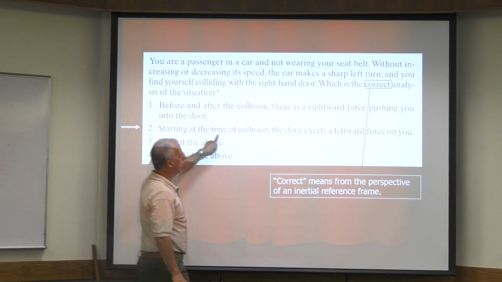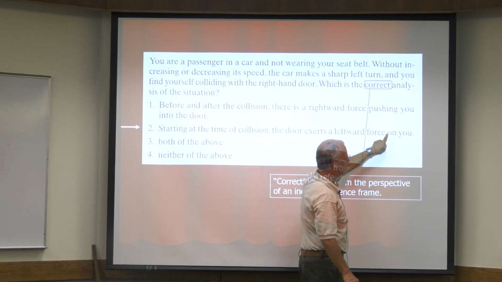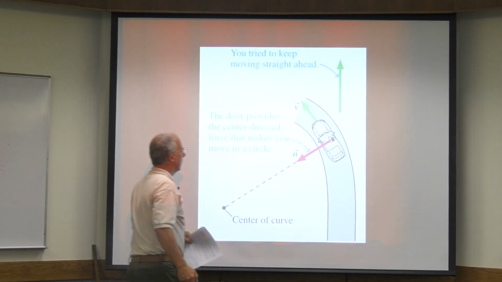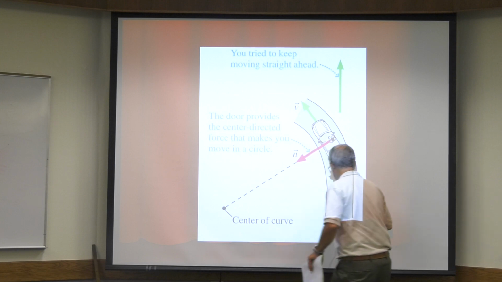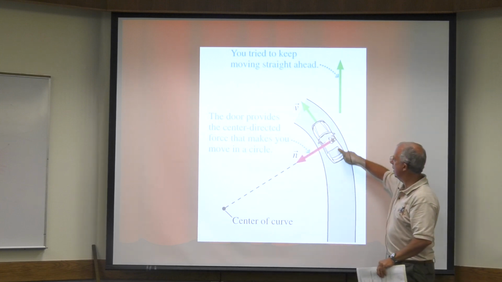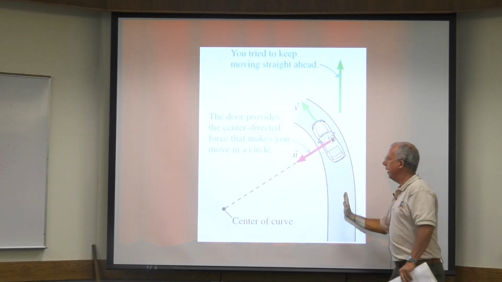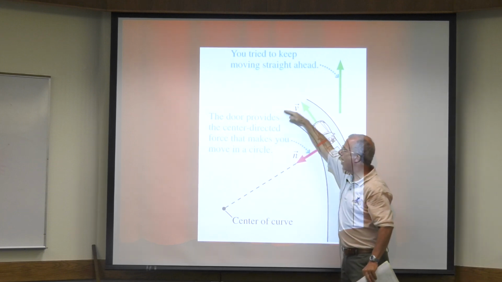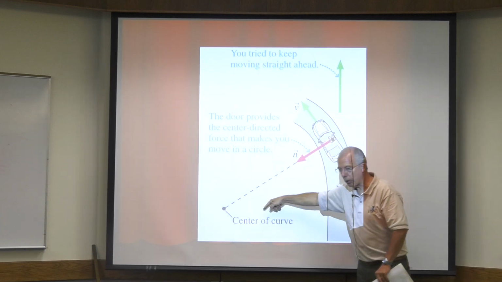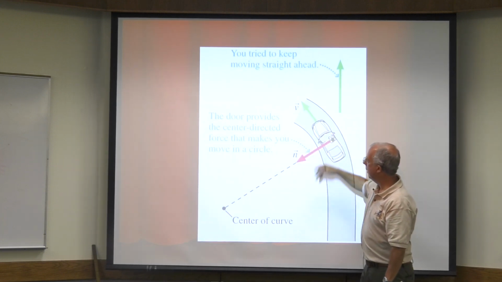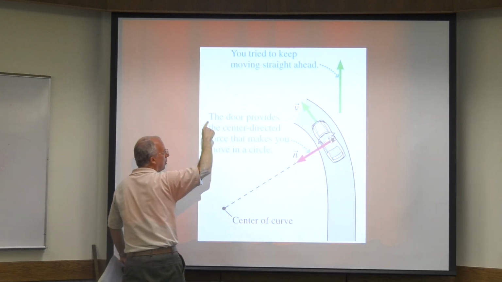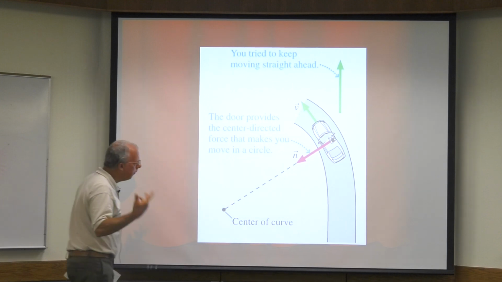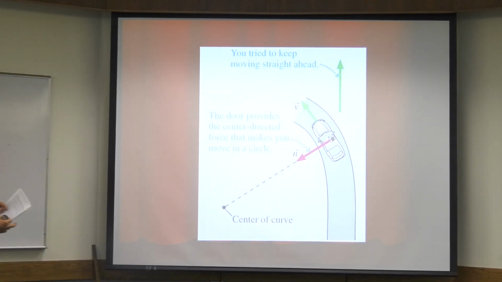Starting at the time of the collision, the door exerts a leftward force on you, right? Remember that picture? You would go straight unless there's an external force acting on you. If you're going left, there has to be something pushing you towards the center of the circle. So the door provides the center-directed force, the radial force, that makes you move in a circle.